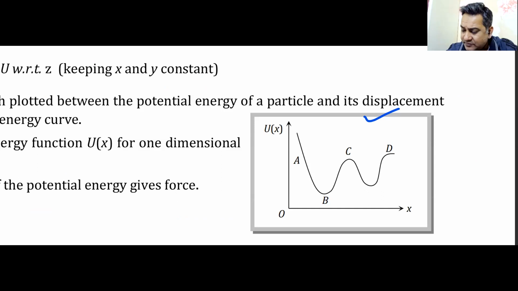Obviously, it's a one-dimensional motion. And in this case, this motion is along the x-axis. That is why U(x) is written. Energy is a function of x. x is the position along the x-axis. So the energy is plotted along the y-axis, the vertical axis. And the position is plotted on the horizontal axis, the x-axis. On the vertical axis, you are plotting the energy function. One-dimensional motion, remember that. Otherwise, it becomes too complicated to do it.